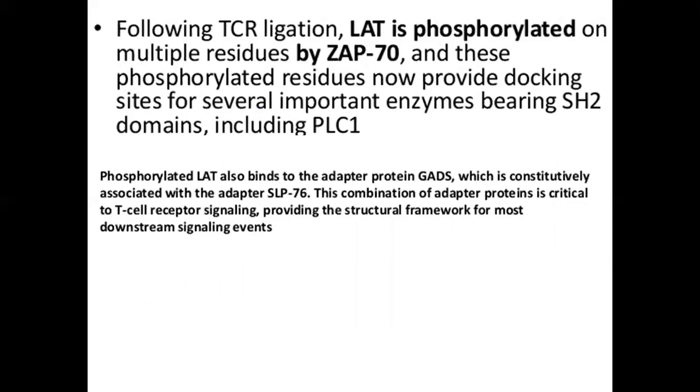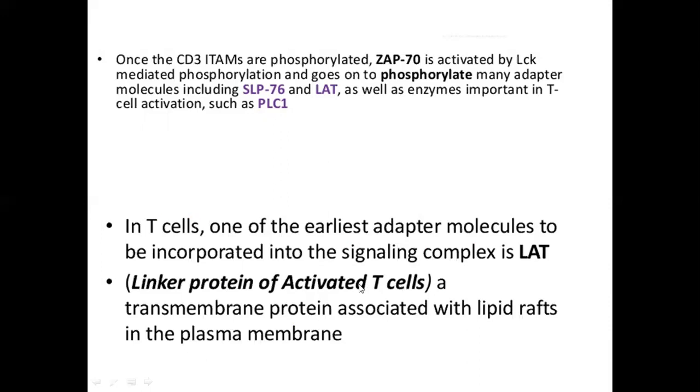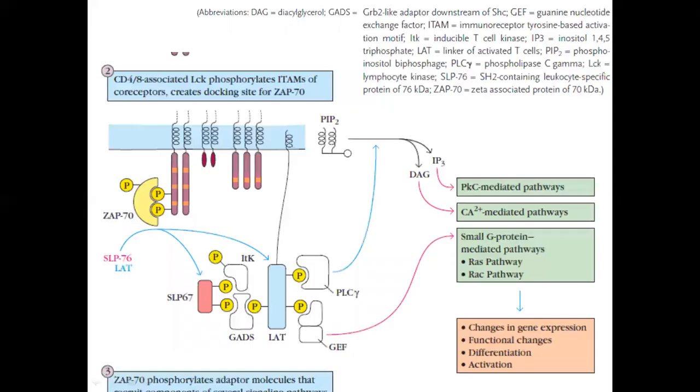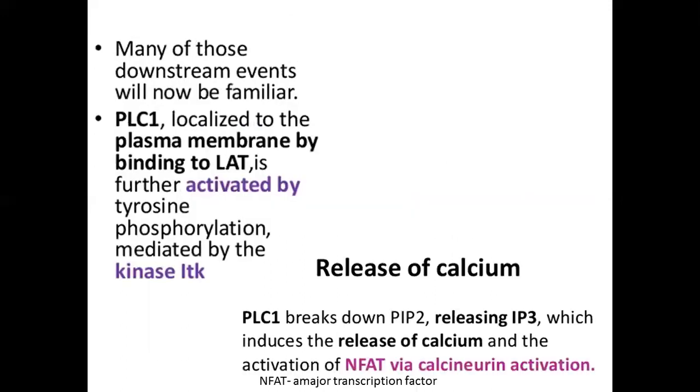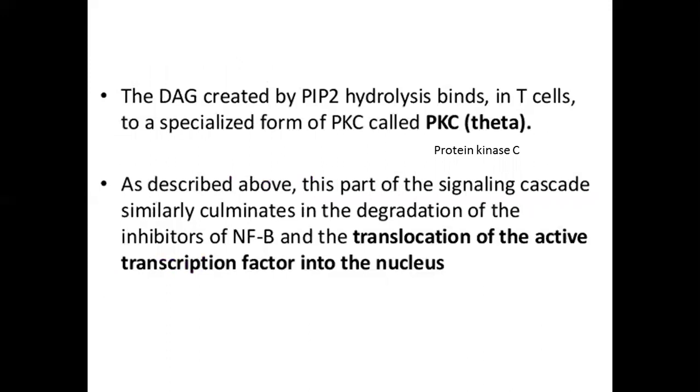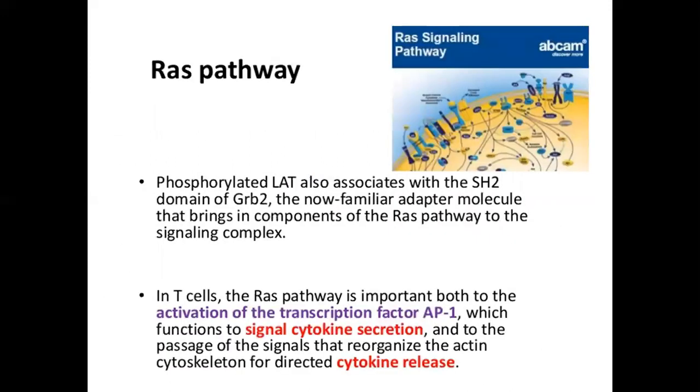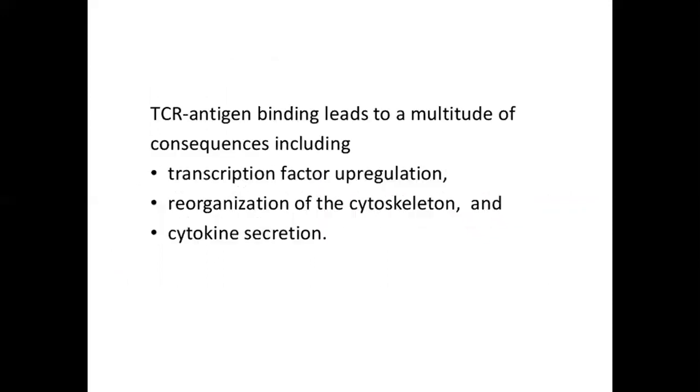Finally it activates ZAP and LAT. LAT is the linker for activation of T cells. All the expansions are given in this slide: GRB, SLP, ITK. All these abbreviations are expanded here, so you can go through what happens. Finally, there is the release of calcium, second messengers, and the G protein activated pathways, which finally lead to transcription factor upregulation, reorganization of the cytoskeleton, and cytokine secretion. This is the end of the signaling pathway.